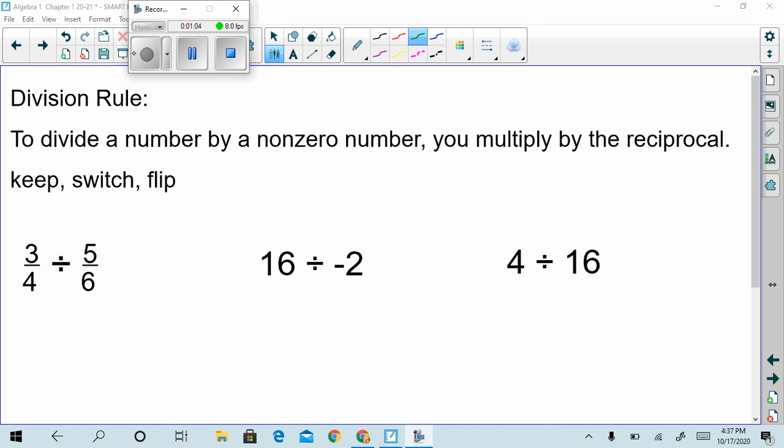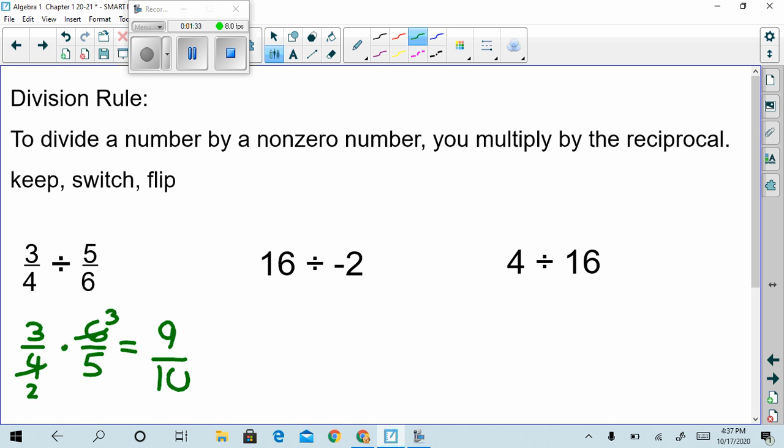So we'll take 3/4 and multiply by the reciprocal of 5/6, which is 6/5. There'll be times when you can cross cancel and simplify before you multiply, and other times you won't. In this case, they have a common factor of 2. 4 divided by 2 is 2. 6 divided by 2 is 3. Let's multiply our numerators. Let's multiply our denominators.